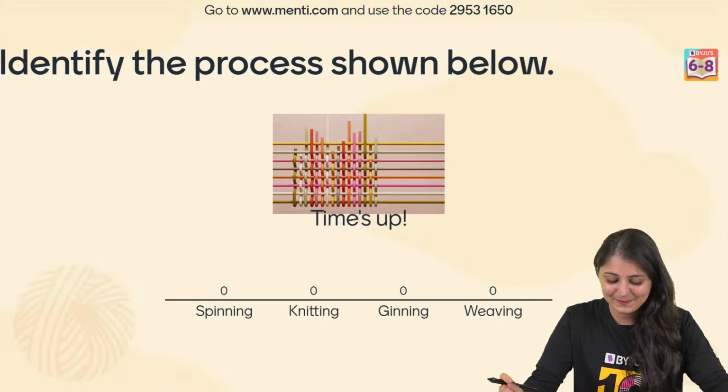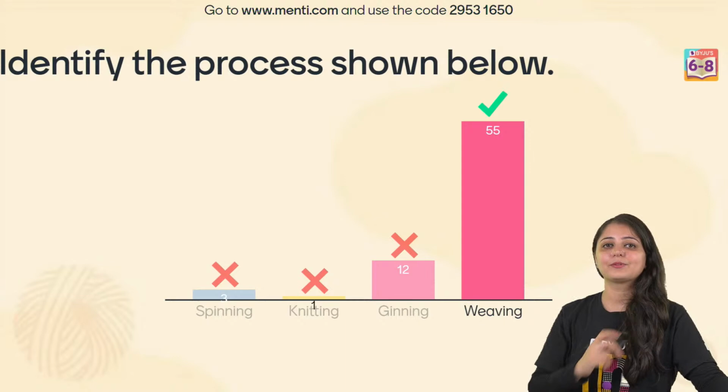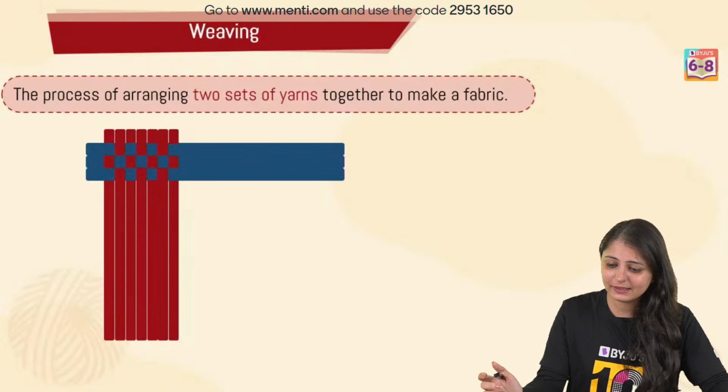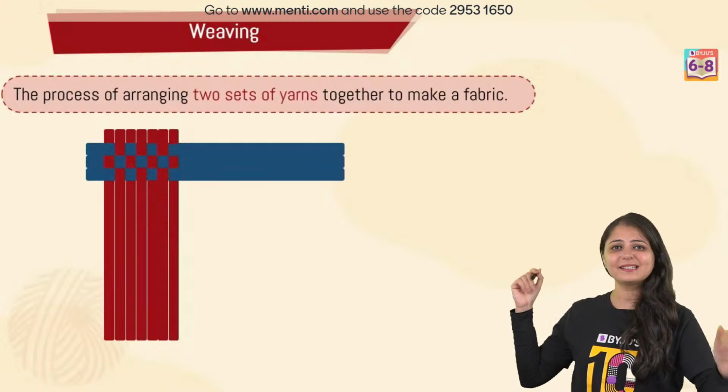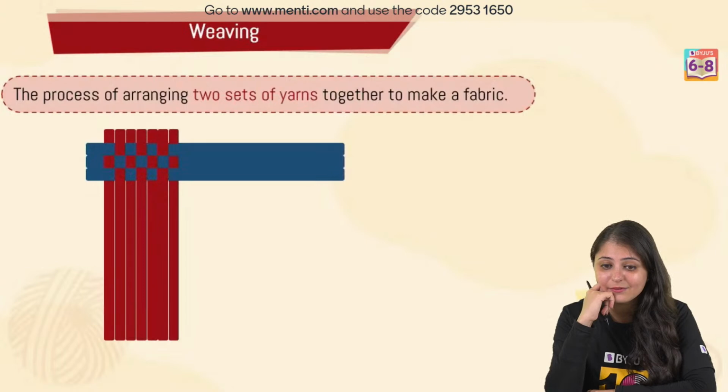Good to know 55 of you have guessed the answer right. The process is weaving. Over here, you can clearly see some stationary threads. They're like the support system. What's the name of this? Do you remember? The red ones, the stationary ones, to fix them. We give it a name, right? What was the name? Warp and weft.